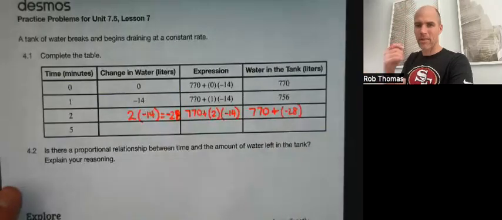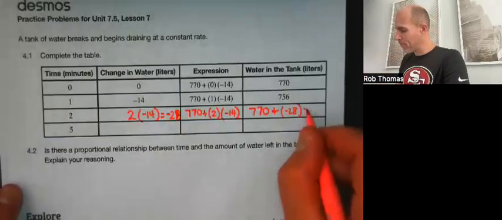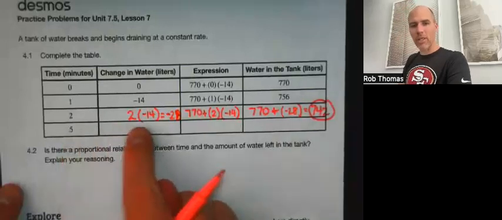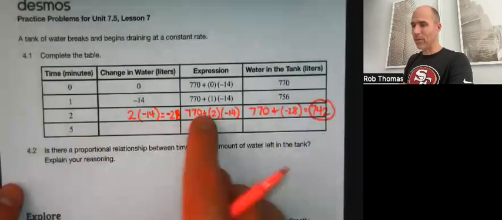Plus negative and minus are the same thing. And so this is 742. All right, see if you can put the pieces together exactly the same for row 5. Wherever I put a 2, you're going to need a 5, basically.